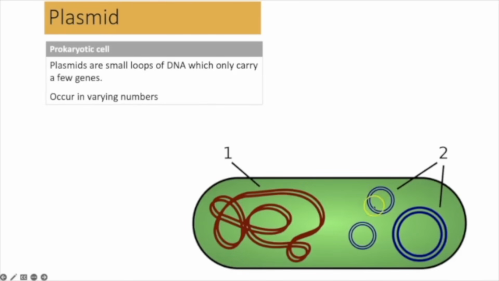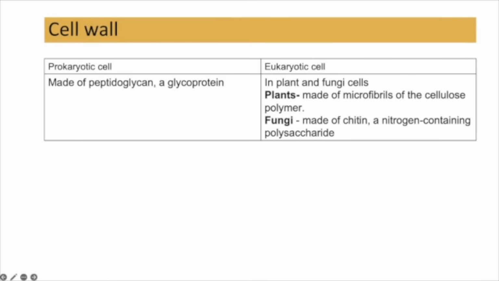Plasmids are additional loops of DNA that some bacteria have. They don't all have them, and they only have a few genes on them, and it's where you'd find the genes for antibiotic resistance. And bacteria either don't have them at all, or they might have them, but in varying numbers. The cell wall of a prokaryotic cell is made up of peptidoglycan, which is a glycoprotein.